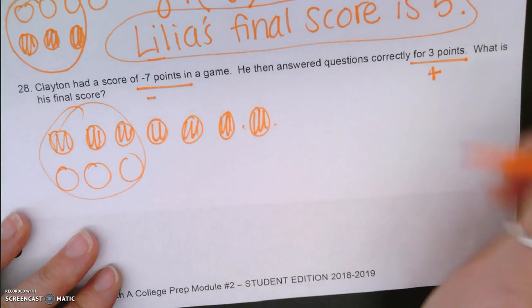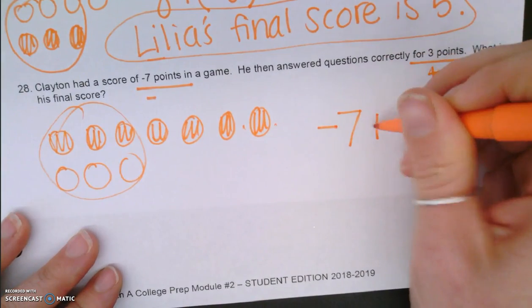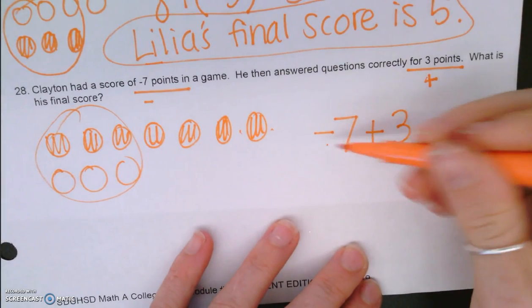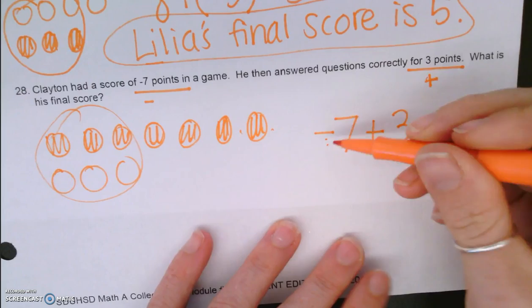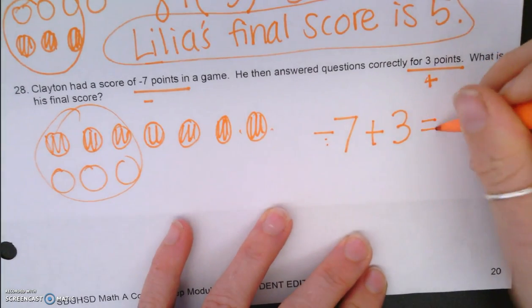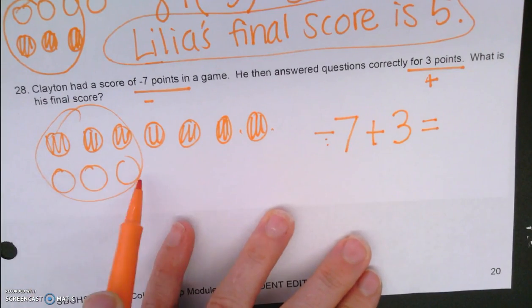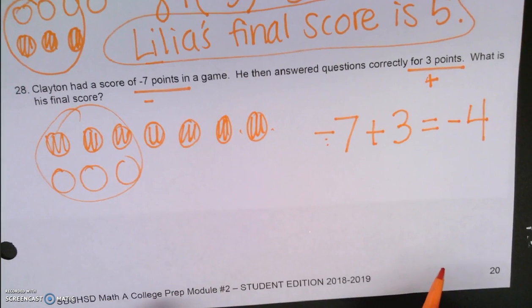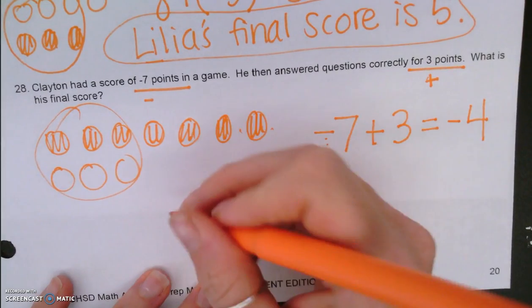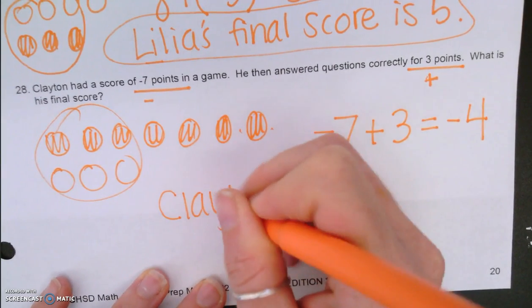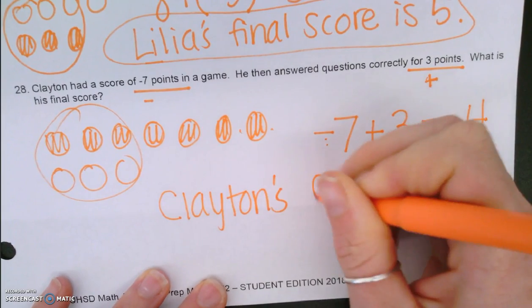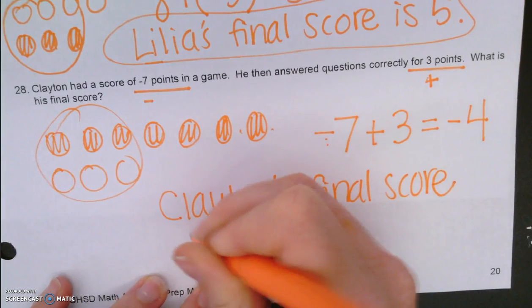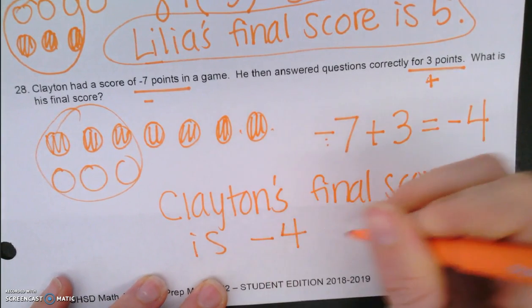So what did I start with? -7, and I added 3. Do I need parentheses here? No, because all of the operation and the negative sign are separated with numbers. So -7 adding +3 gets you -4 remaining. So what does that mean for our sentence? What's his final score? Clayton's final score is -4 points.